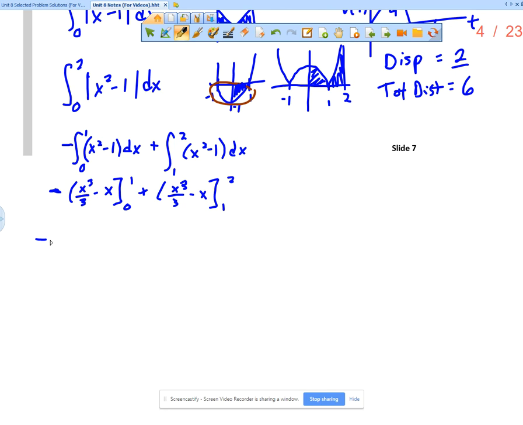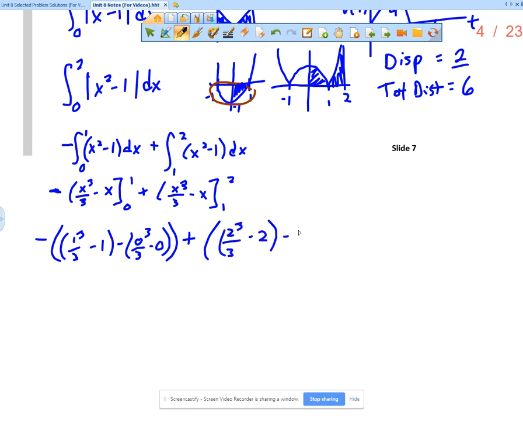All right, so I've got the negative in front. Now, remember, the negative goes to the entire result here, right? So I've got 1 cubed over 3 minus 1, and then minus 0 cubed over 3 minus 0. Of course, that whole thing is 0. All right, then plus this whole thing, so 2 cubed over 3 minus 2 minus 1 cubed over 3 minus 1. All right, and so now we just have to simplify a little bit.